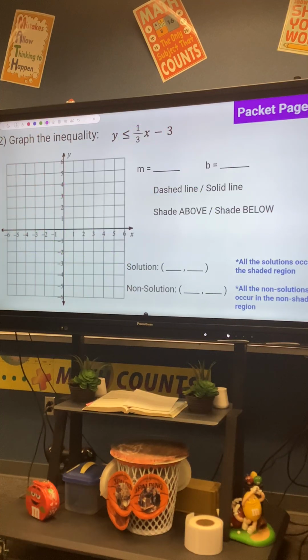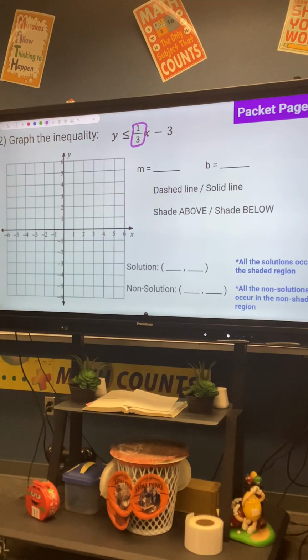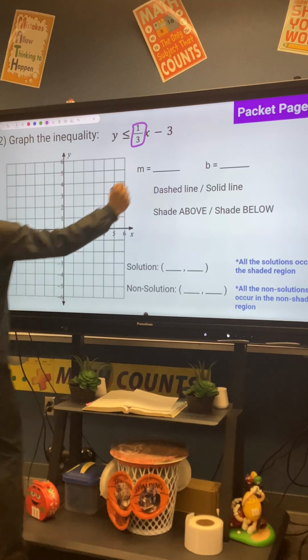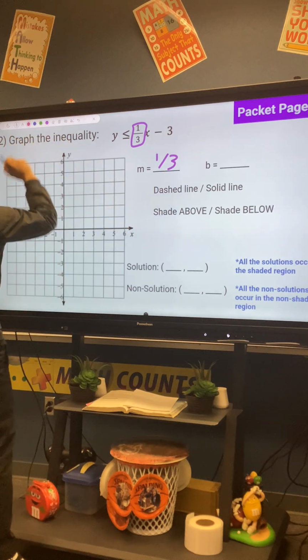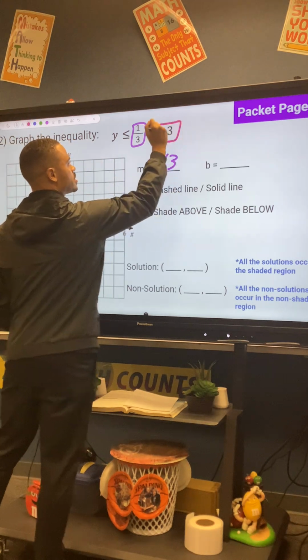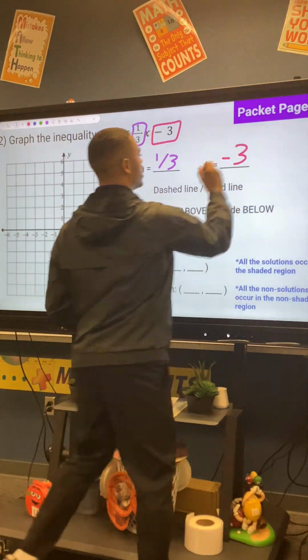Same thing again. My M value is always attached to my X. My M value is 1/3. My B value is always that number that is not attached to my X, that follows my X value. In this case, that is the -3.